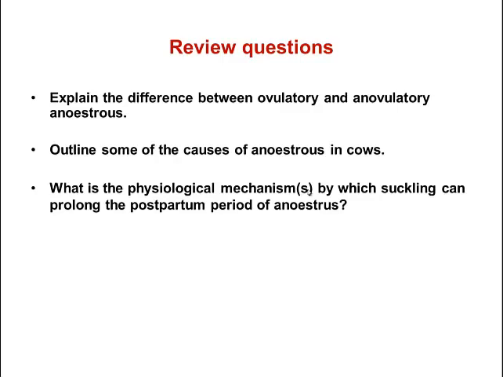The other effect of suckling is that it will remove milk from the cow, and that means if she's not eating enough, then she'll be in negative energy balance. And then finally, the other effect of suckling is that simply the presence of the calf with the cow seems to have an inhibitory effect on GnRH and subsequently LH secretion.